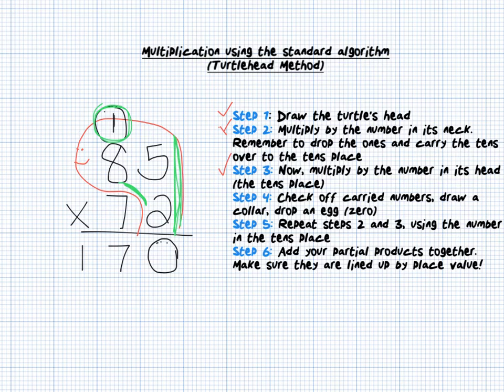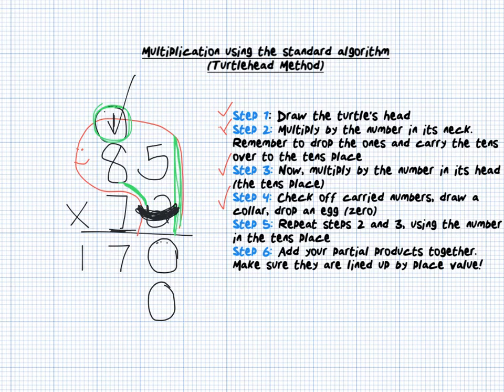So I'm going to check off carried numbers. So I'm going to check off my 1. I'm going to draw a collar. And now when I draw a collar, I want to draw it over the 2 because it's meant to help me remember that I've already used the 2 and I don't need to multiply by that again. And then the last thing is I'm going to drop an egg, which is really a 0. The reason that we drop a 0 is because now we're going to multiply by the tens place, so all of our digits need to move one place over. I'm going to check off step 4 that I've already done it.